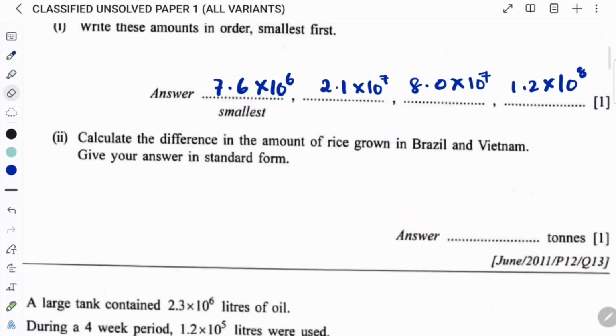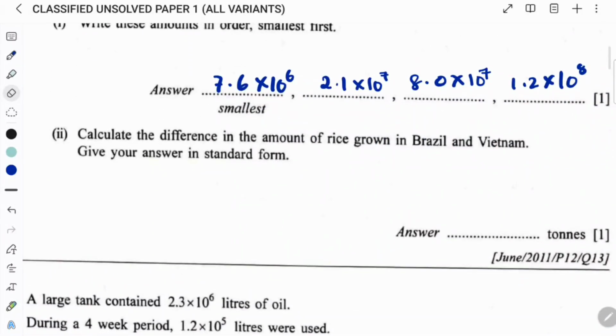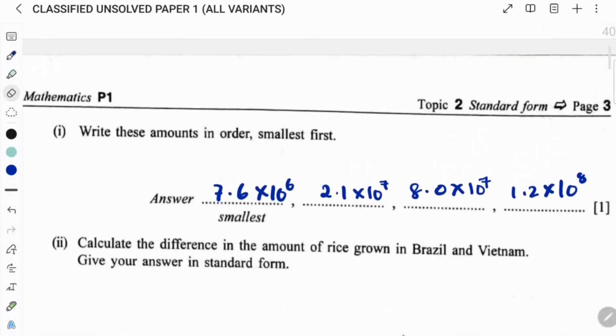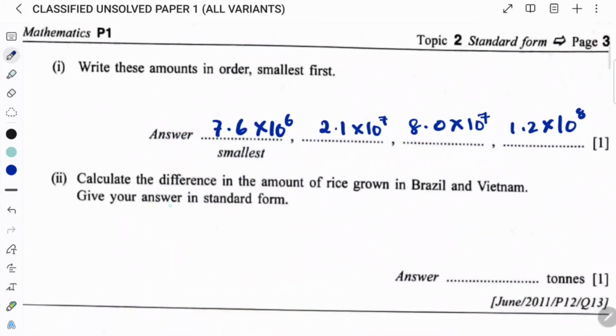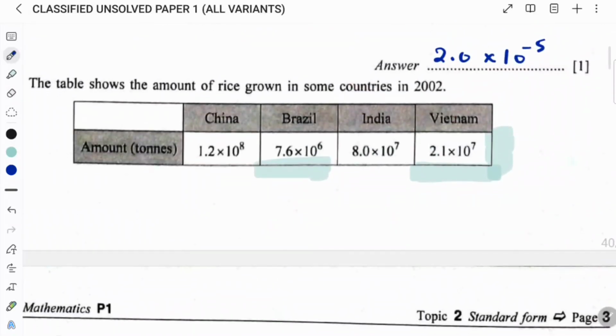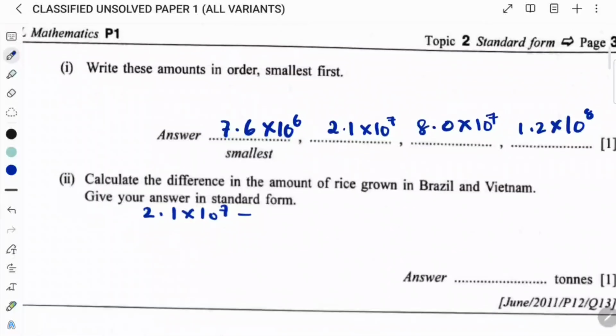Alright. Calculate the difference in the amount of rice grown in Brazil and Vietnam. Give your answer in standard form. So we'll have to find the difference. Brazil is 7.6 into 10 to the power of 6, and Vietnam is 2.1 into 10 to the power 7. So we write this one first because it is greater and we are going to find the difference. So 2.1 into 10 to the power of 7, and we are going to subtract 7.6 into 10 to the power of 6.